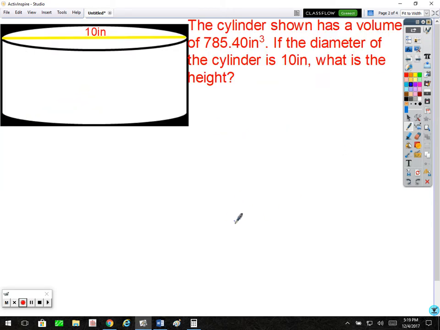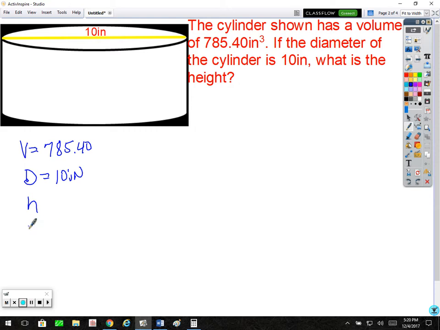Okay, this cylinder shown has a volume of 785.4 cubic inches. If the diameter of the cylinder is 10, let's find the height. Again, we're going to work this one backwards, but let's take what we are given. We are given the volume, 785.40. We are given the diameter is 10. We don't know the height and we don't know the radius.